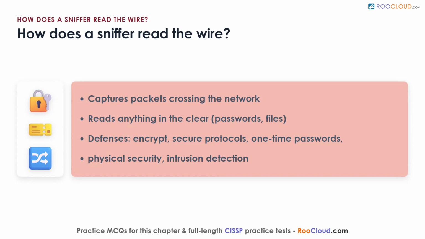The defenses stack neatly. Encrypt sensitive data in transit, drop insecure protocols in favor of their secure versions, use one-time passwords where encryption is not feasible, lock down physical access to network gear, and watch for sniffers with intrusion detection. Encryption is the anchor, because scrambled traffic gives a sniffer nothing worth reading.